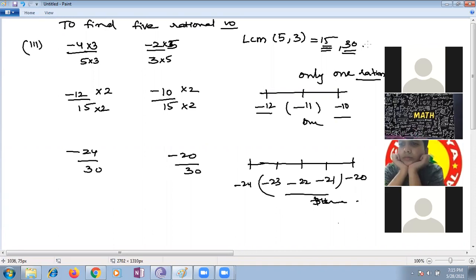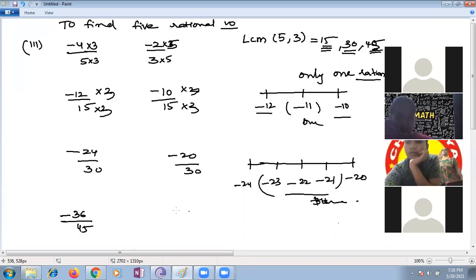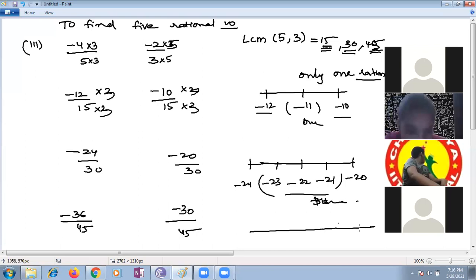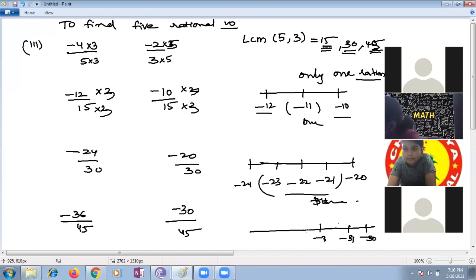You go with another denominator, a multiple of your LCM, 45. For 45, you have to raise your original fraction with 3, so that it becomes minus 36 by 45 and minus 30 by 45. Now please go to the number line: minus 30, minus 31, minus 32, minus 33, minus 34, minus 35, minus 36. Now you check how many rational numbers are there.